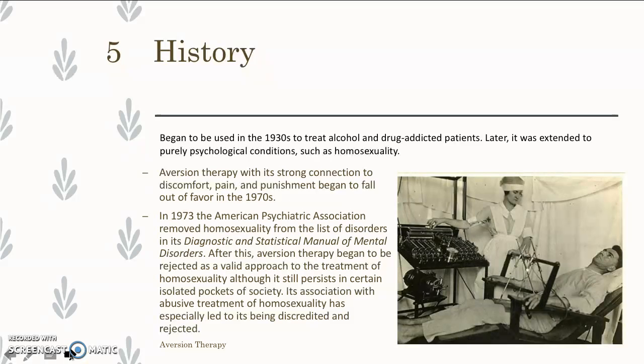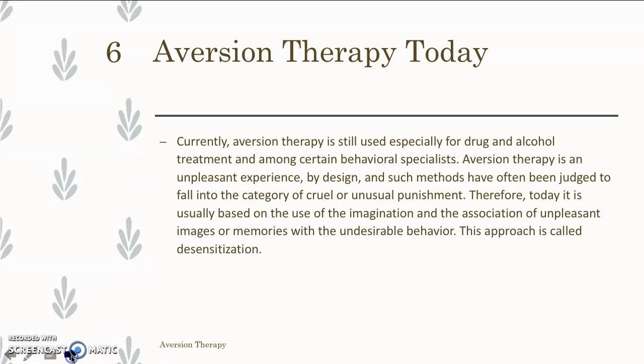After this, aversion therapy began to be rejected as a valid approach to the treatment of homosexuality, although it still persists in certain isolated pockets of society. Its association with abusive treatment of homosexuality has especially led to its being discredited and rejected. Currently, aversion therapy is still used especially for drug and alcohol treatment and among certain behavioral specialists.